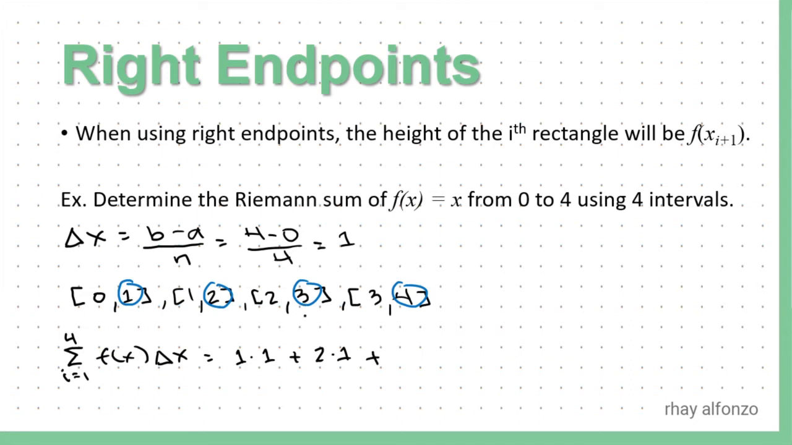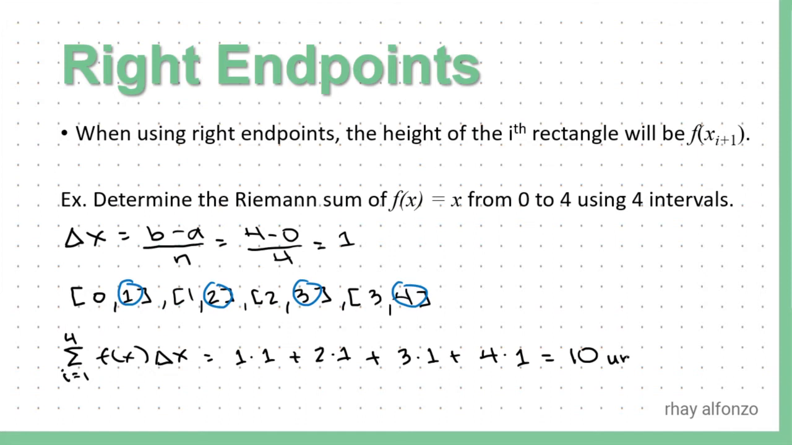plus the third right endpoint. So substituting that into 2x will just give us 3, multiplied by the delta x again, or the width of the rectangles, which is equal to 1. And lastly, substituting the last right endpoint, which is 4, gives us 4 times delta x, which is 1. So adding them all up, this is just 1 plus 2 plus 3 plus 4, which is equal to 10.